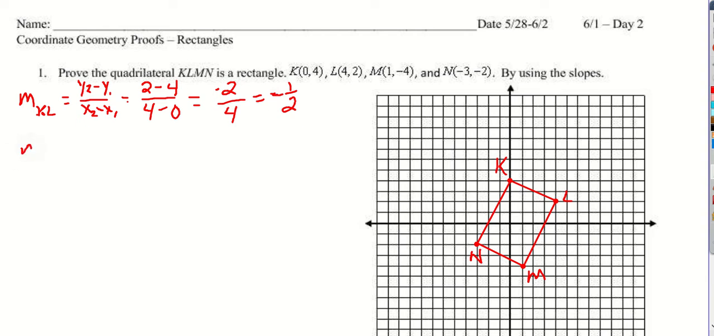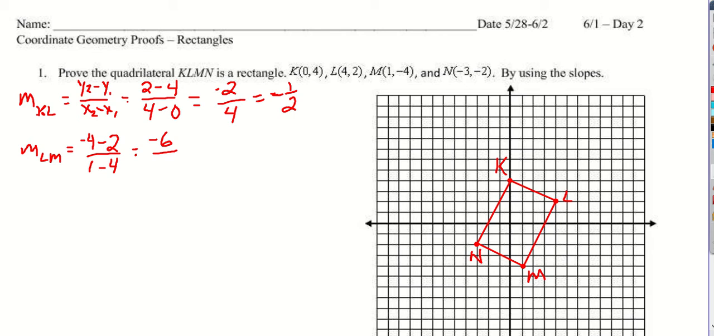All right, the next slope is going to be LM. Those are the next two points. Once again, I'm not going to write down the formula again, but we're doing y2 minus y1. So for M, y2 is negative 4 minus y1, which is now 2, over the x coordinate. M is 1 and L is 4, so 1 minus 4. So negative 2 minus 4 is negative 6, or say negative 4 minus 2.